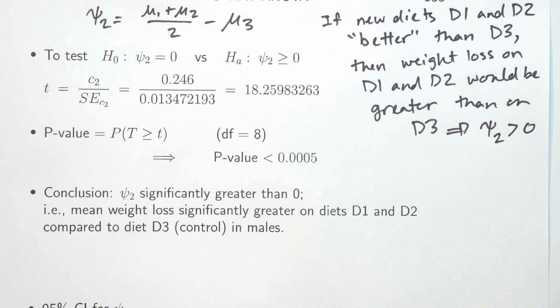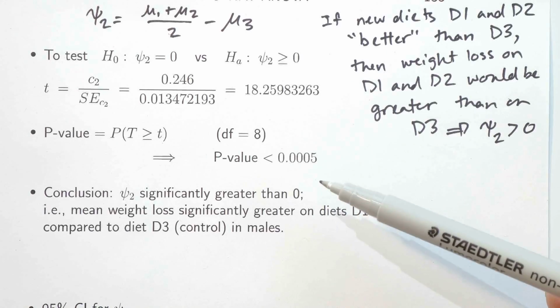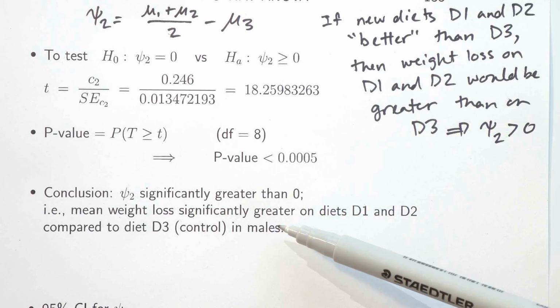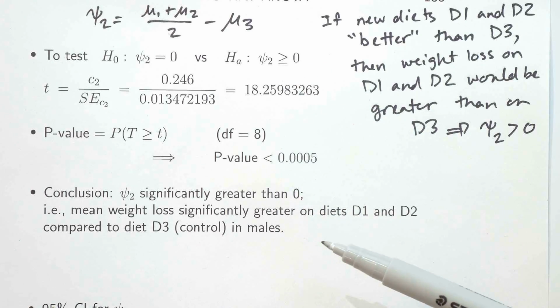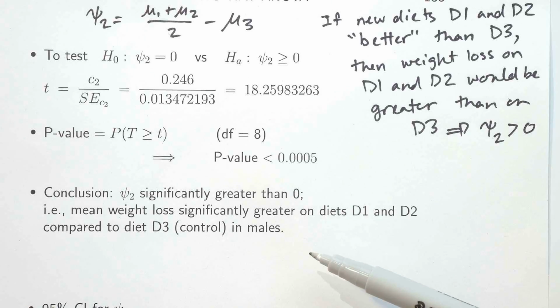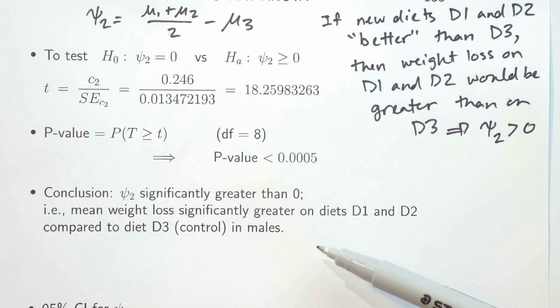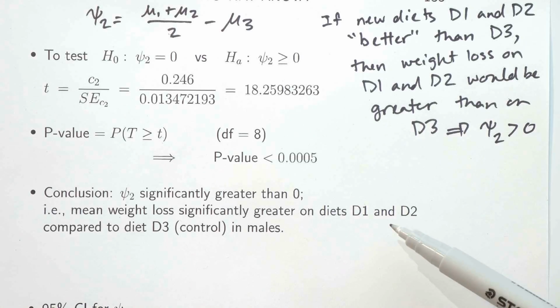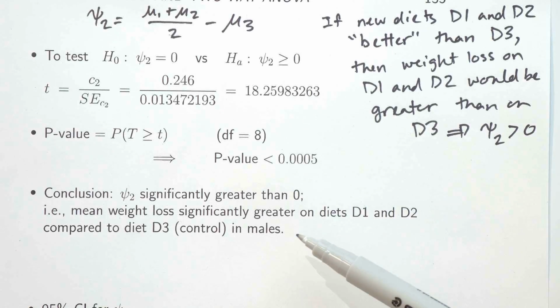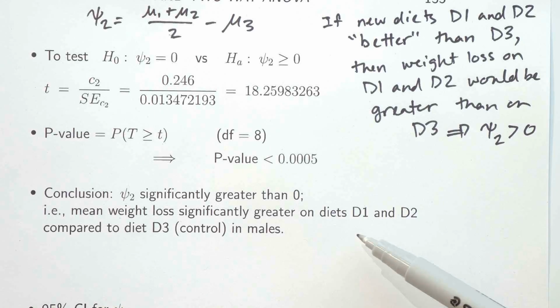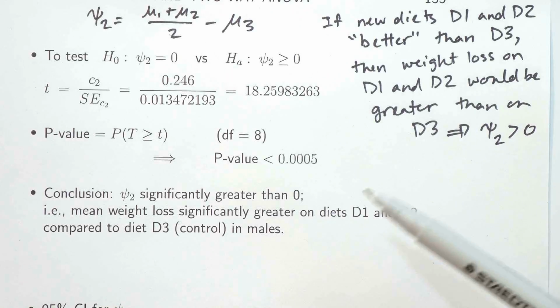Those are the standards, or 10, 5, and 1. So we have strong evidence that psi 2 is significantly greater than 0 because that's what the alternative hypothesis is. And so then we can conclude that the mean weight loss is significantly greater on D1 and D2 compared to D3 in the males, because remember, this was male weight reduction. What we don't have a gauge on from this test is how much greater is the weight loss on diets D1 and D2. And so for that, we construct our confidence interval.